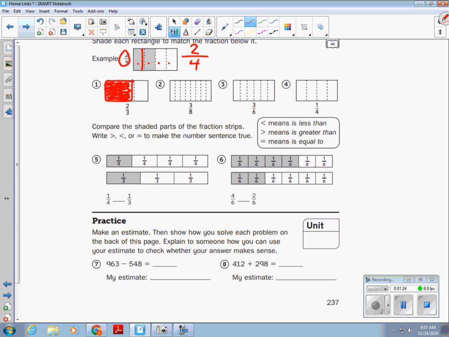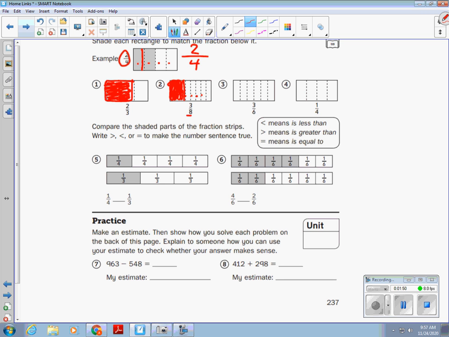On the next one, 3/8, so 8 tells me that there are 8 parts. 1, 2, 3, 4, 5, 6, 7, 8. Okay, and we want to shade in 3 of those parts. 1, 2, 3. So we're going to shade in 1, 2, 3 parts. And that gives us a fraction of 3/8.